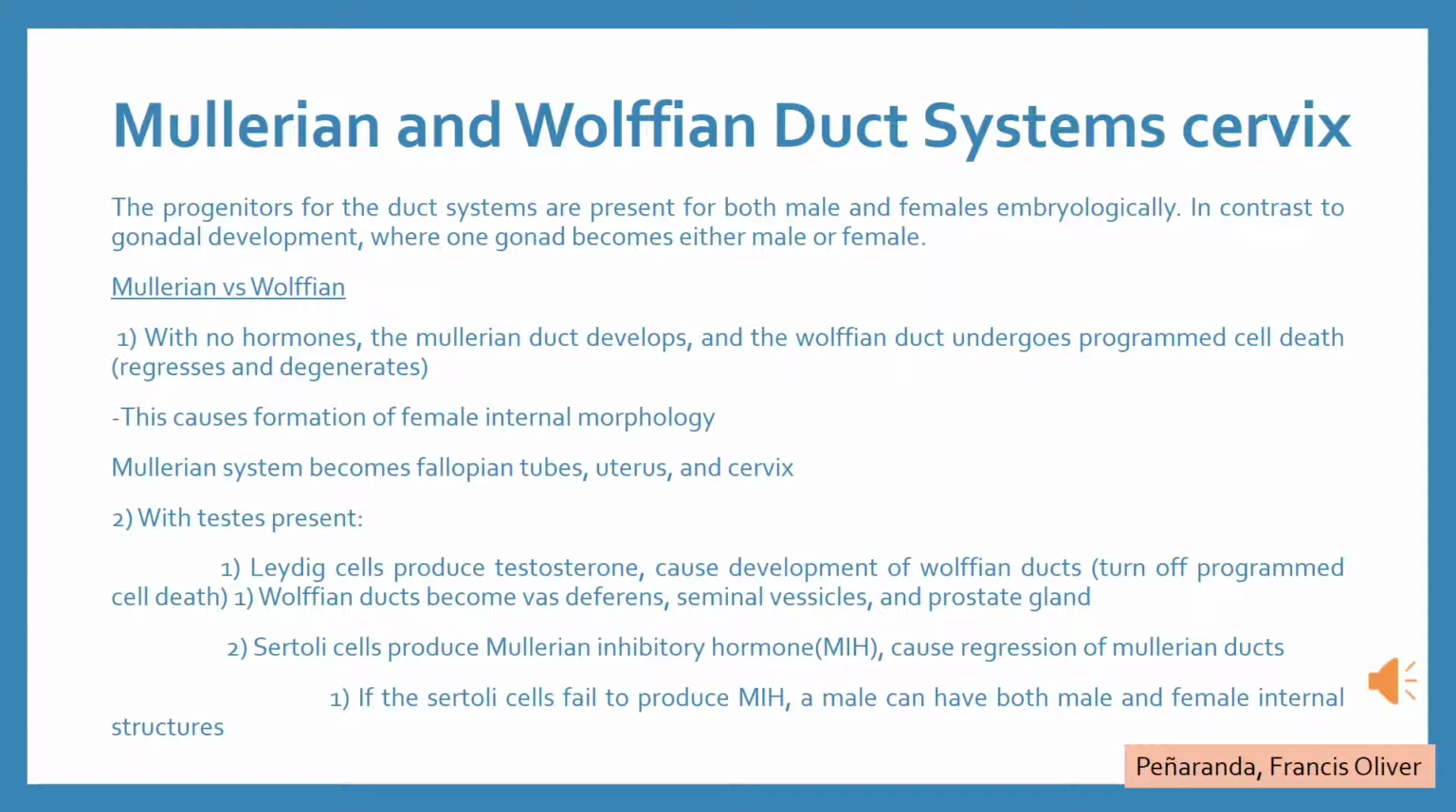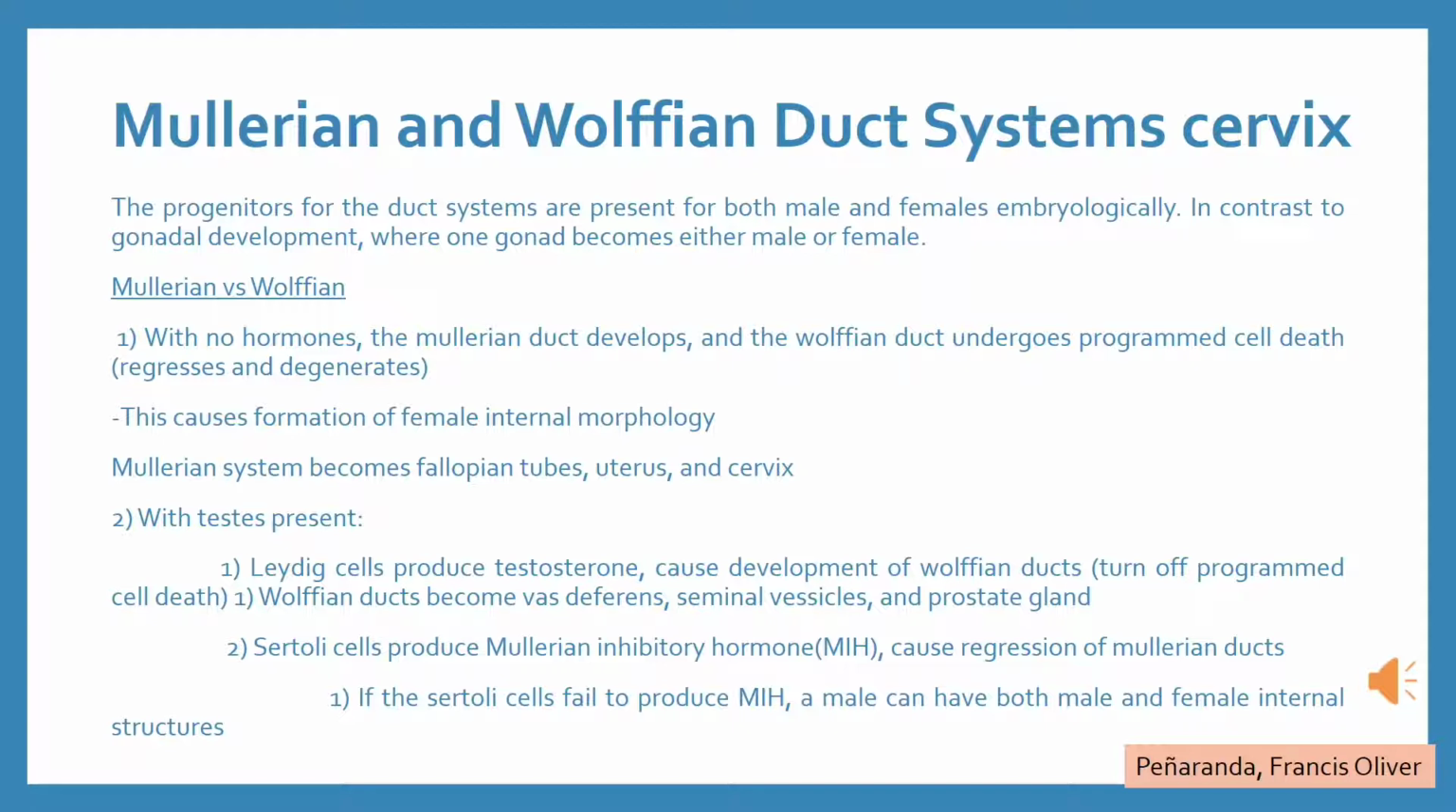For the Mullerian versus Wolffian, first, with no hormones, the Mullerian duct develops and the Wolffian duct undergoes programmed cell death, regresses, and degenerates. This causes formation of female internal morphology. The Mullerian system becomes fallopian tube, uterus, and cervix.